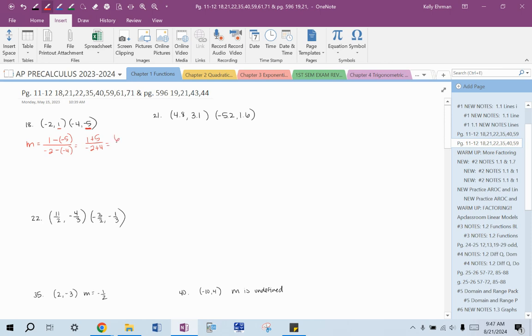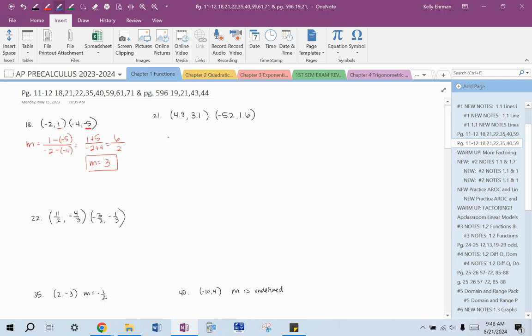So we have 6 on top, we have 2 on the bottom. Always reduce your slope. So 6 divided by 2 is 3. For every answer we have, we're going to answer in lowest terms, reduce fractions, simplify radicals, things like that.